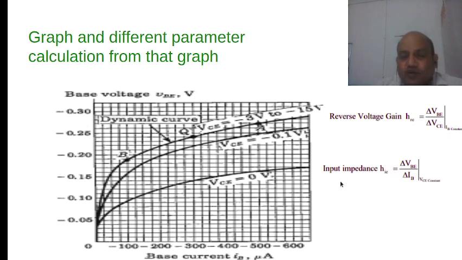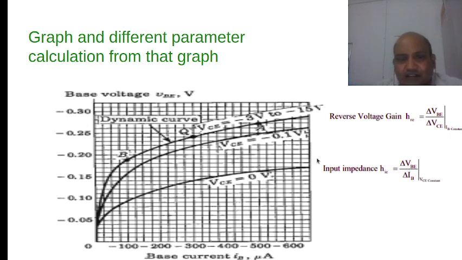Impedance unit is ohm, input impedance unit is ohm. So you can calculate this input impedance of the transistor, not the circuit. This is a transistor input impedance, and this is H, the hybrid parameter of the transistor, that is input impedance.